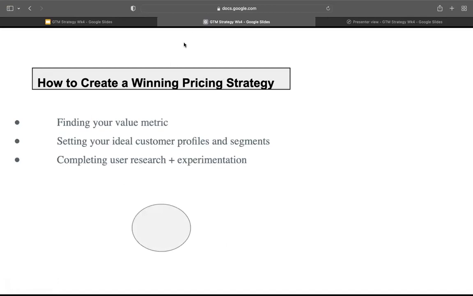Okay, thank you. So how to create a winning pricing strategy? Finding your value metric, setting your ideal customer profiles and segments, completing user research and experimentation. So your value metric, that means these are like statistical numbers. That value you are trying to give out, how many people is it going to bring in? How many clicks are you going to get? How many purchases are you going to get? All the numbers, you have to find them and put them on your drawing board or your drawing plan.